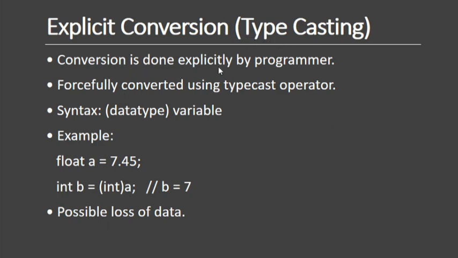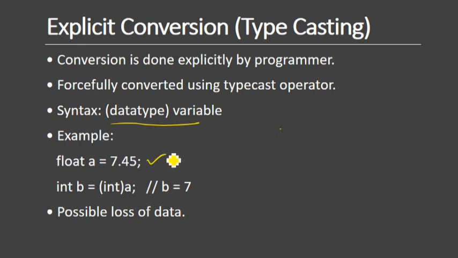Conversion is done explicitly by the programmer, forcefully converted using the typecast operator. So we are going to convert one data type into another data type externally by the programmer. He has to use the typecast operator. The syntax for typecasting is data type, then variable. So look here.